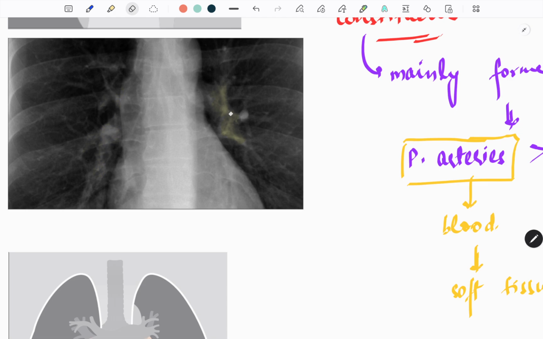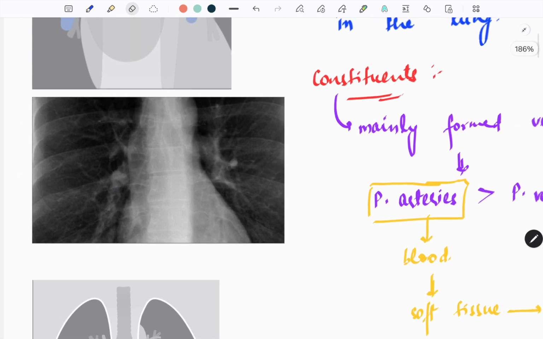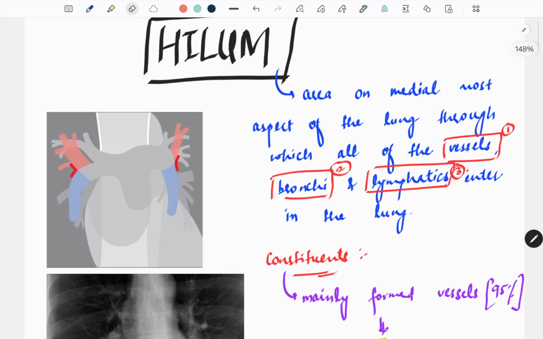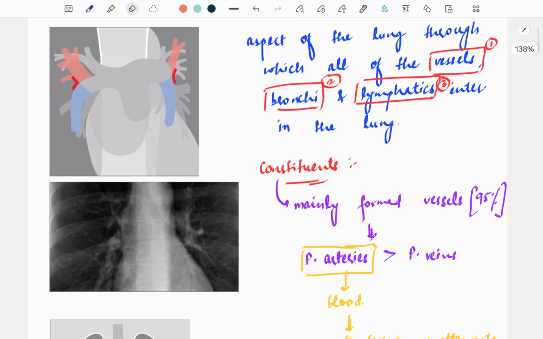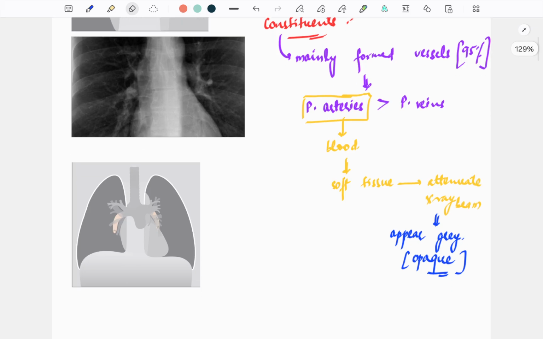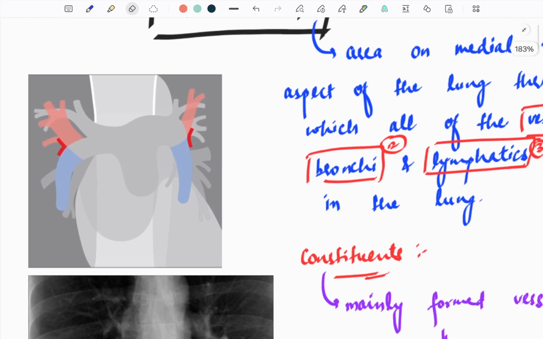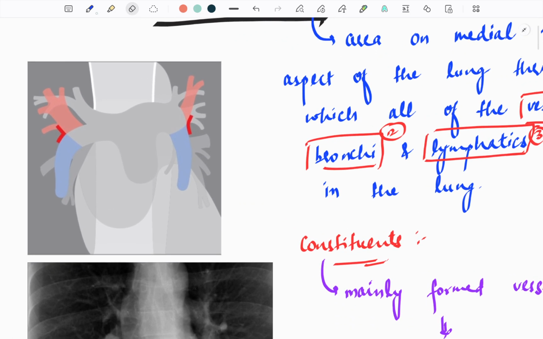We have different methods of assessing the hilum. We have talked about the area, what we call the hilum, what the constituents of the hilum are, and how the hilum looks. Now we will assess.